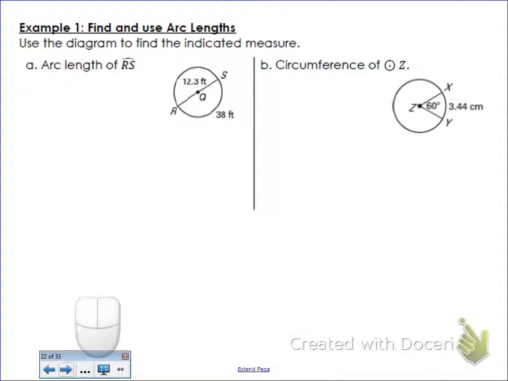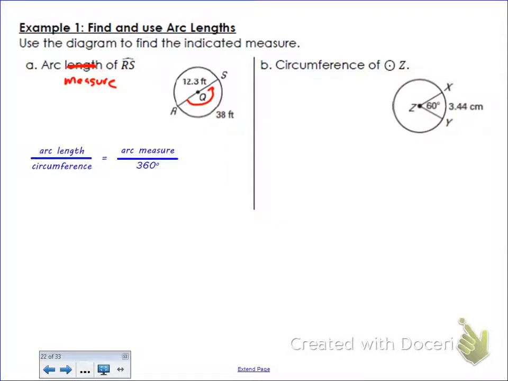So let's take an example of what something like this might look like. Using the diagram to find the indicated measure, we want to find the arc length of RS here. And actually what I think this problem is asking us to do, instead of finding the arc length, is to find the arc measure. That's going to be the measure of this angle that goes from here to there. We want to find out what the measure of that angle is. So we're going to use the proportion that we just talked about.